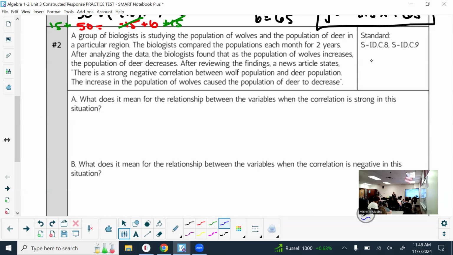Side note, I do like drawing it out. We're saying that as the wolves increase, the deer decrease. So I'd expect it, and it did say strong negative, I'd expect it to look something like this if it was a scatter plot. Then it says, what does it mean for the relationship between the variables when the correlation is strong in this situation? So what do you guys think? What does it mean when we say it's strong?